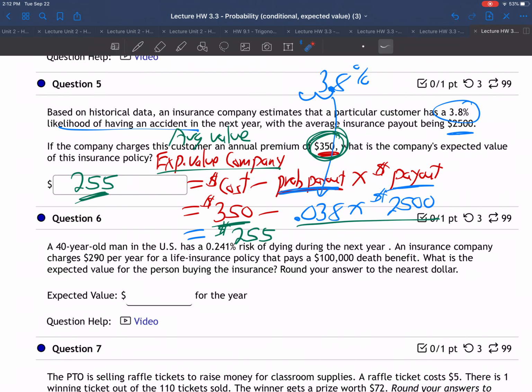That's how insurance companies know that they're going to make money on a policy: they do this exact calculation, so that they know on average, even though they're going to pay out on some and lose money on those, when all is said and done, on average, they're going to make about $255.